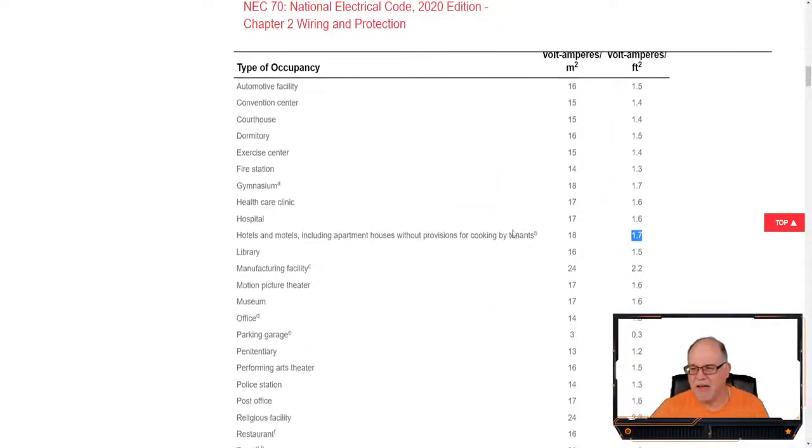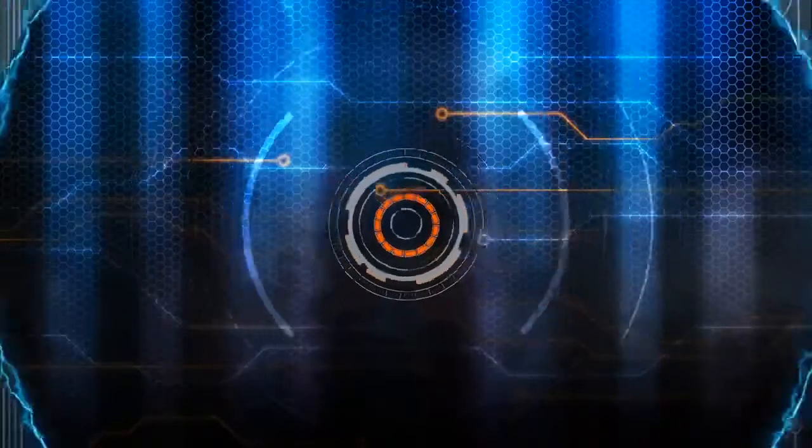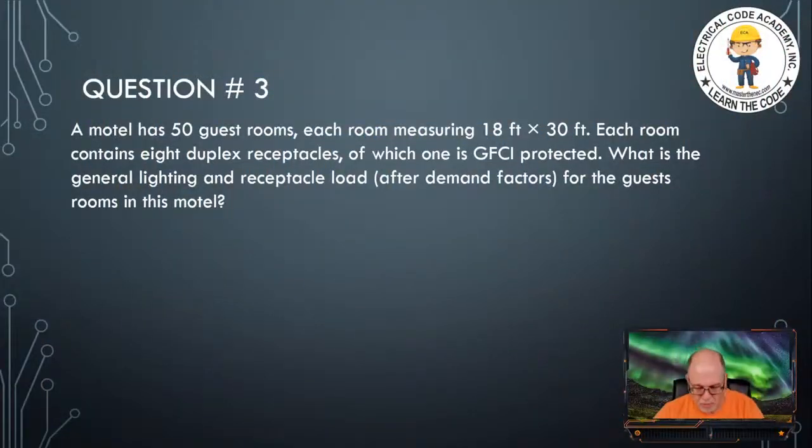We need to find out that it is 1.7, okay? So that's the first thing we do. Let's go back to our question and see what we need to do. All right, so we had 27,000, and we're going to take that times 1.7, and that is 45,900. So 45,900 at this point is our total volt amperes.